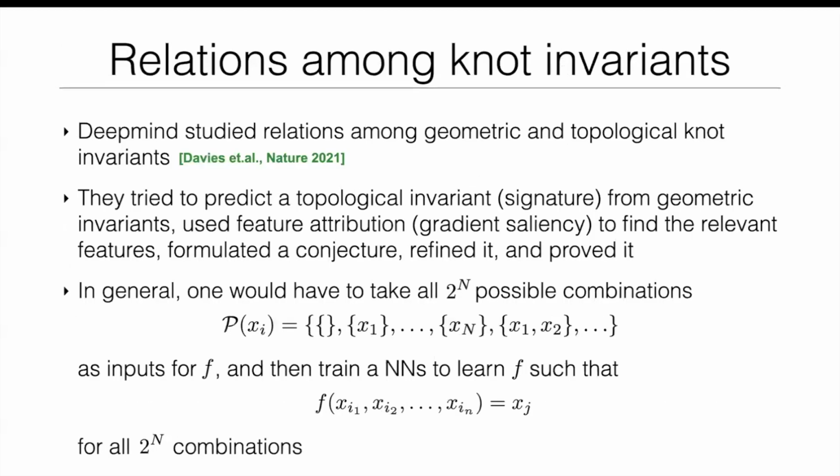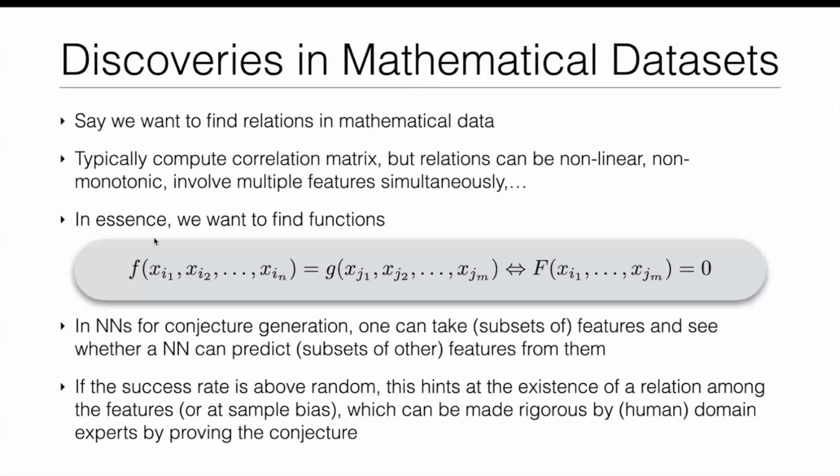And this is a problem that DeepMind did in the context of knot invariants. So they studied precisely the relation between geometric and topological knot invariants. So I could feed in some geometric data here and see whether I can produce the same output from feeding in some topological data there.